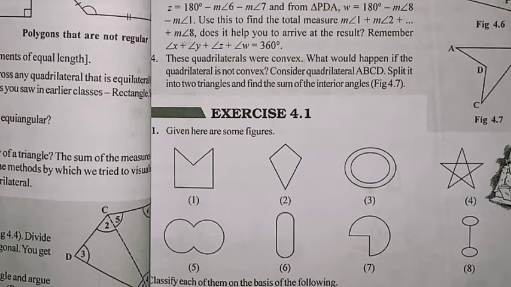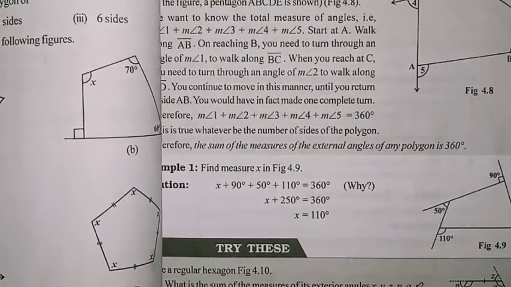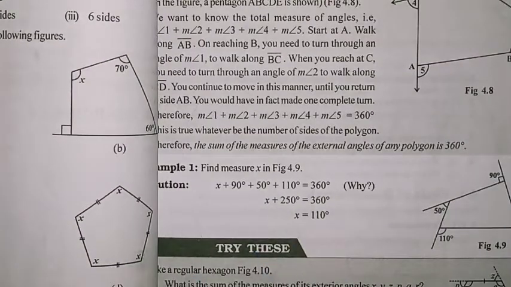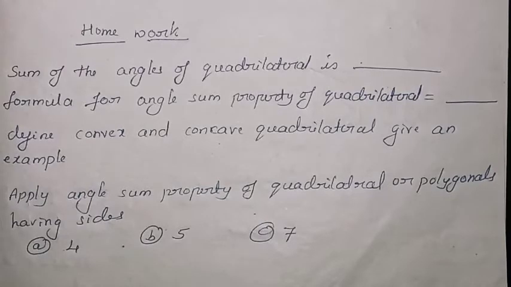As in the previous class, we have discussed the quadrilateral exercise 4.1, up to the 5th problem. So before going to the 6th problem, we will first solve our homework answers from the previous class. You can observe the first question.